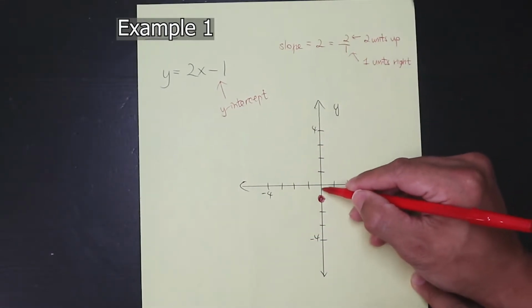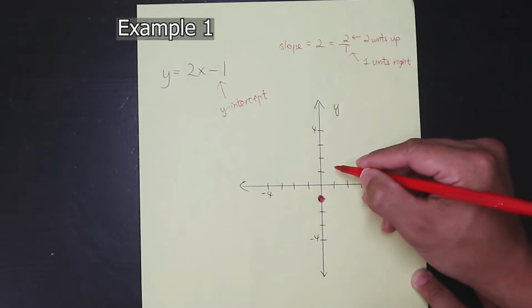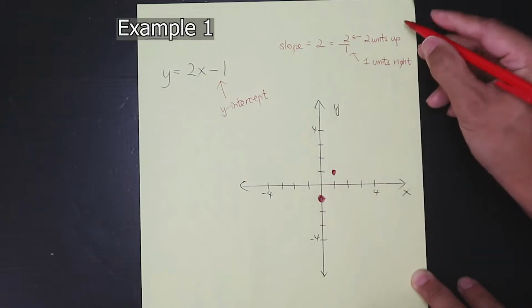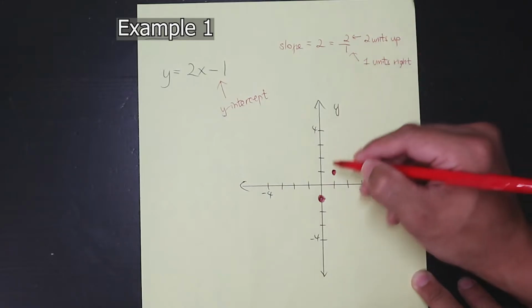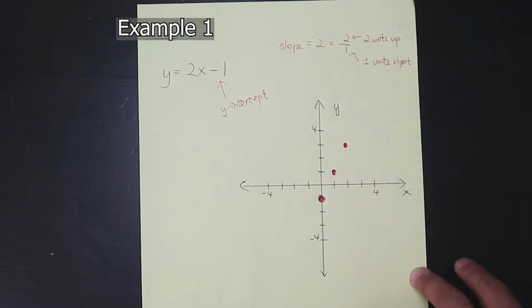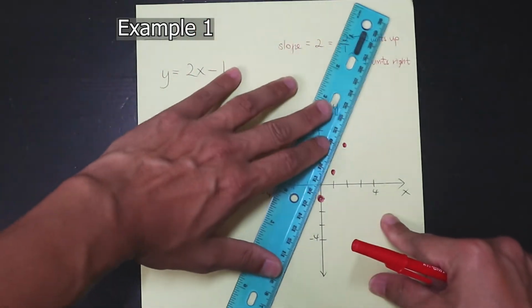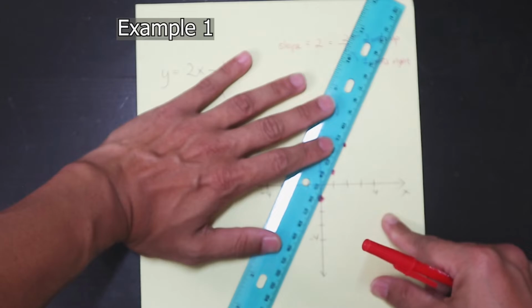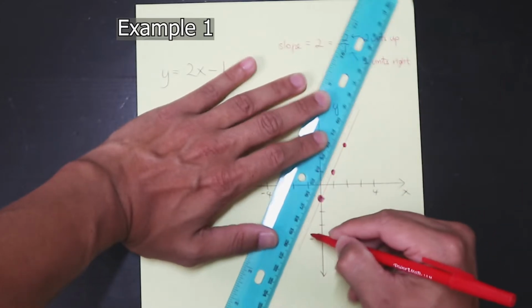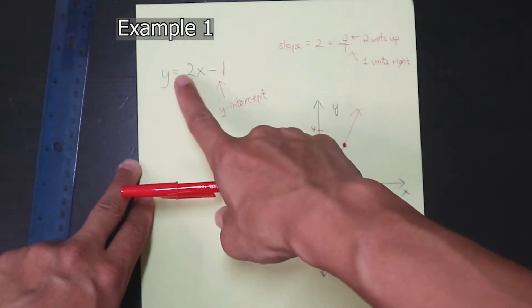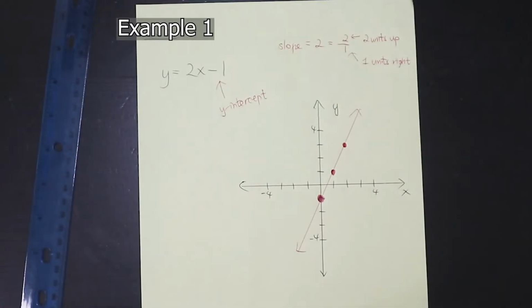From there, you count 2 units up and 1 unit to the right. So from here, you count 1, 2, 2 units up, and then 1 unit to the right, and then you graph another point and keep going. From here, you go 2 up, 1 right, like this. At the end, you see that those 3 points are on the same line. You use a ruler to connect the dots, and then boom, this is the line for the slope-intercept form y equals 2x minus 1.